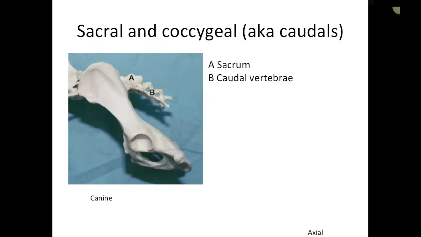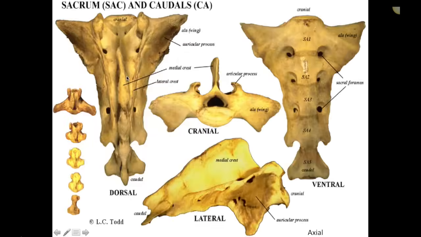So the sacral and coccygeal, aka the caudal. I like the term coccygeal. I feel it's a little bit more anatomically correct. You'll sometimes see it noted as caudals, but coccygeal is what I'll typically use. So we have the sacrum as A and B is the caudal vertebrae. The sacrum is made up of various sacral vertebrae, but they're fused together to create one big bone plate. So they're unique in that sense.